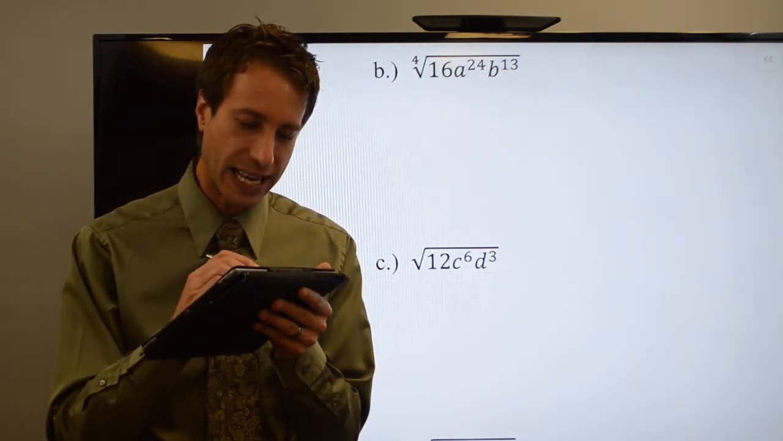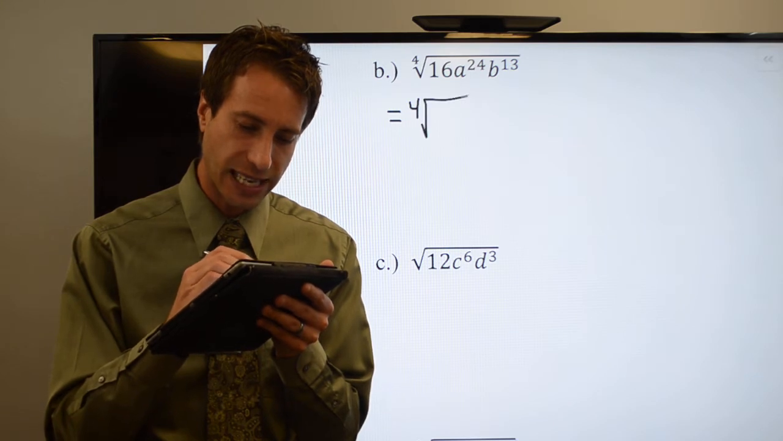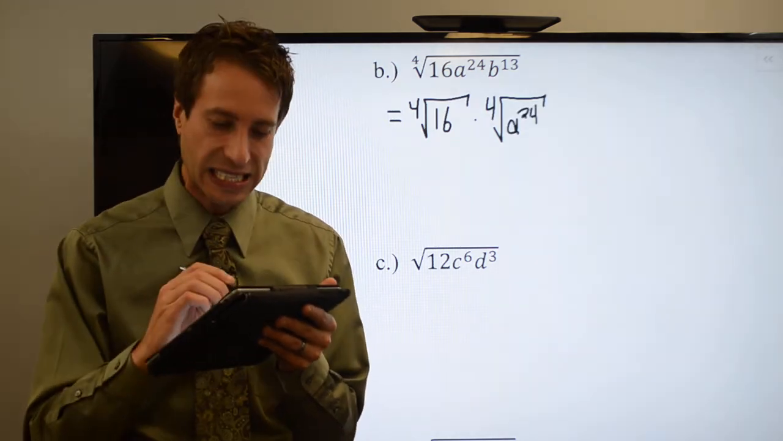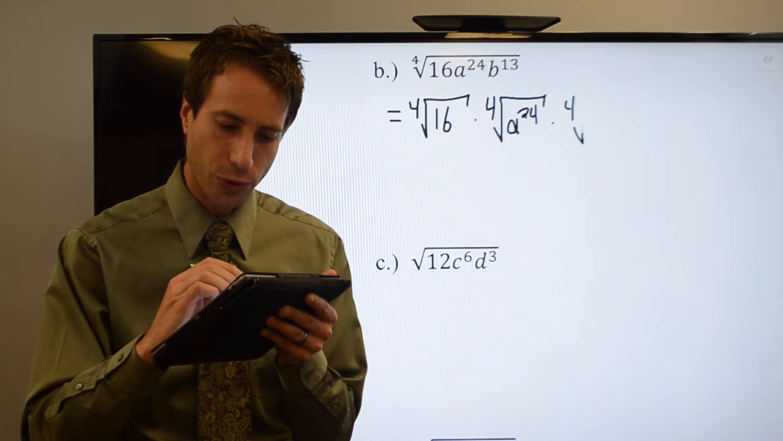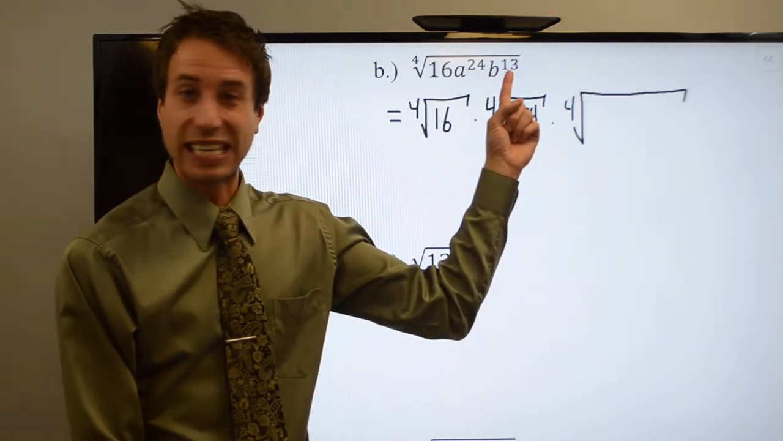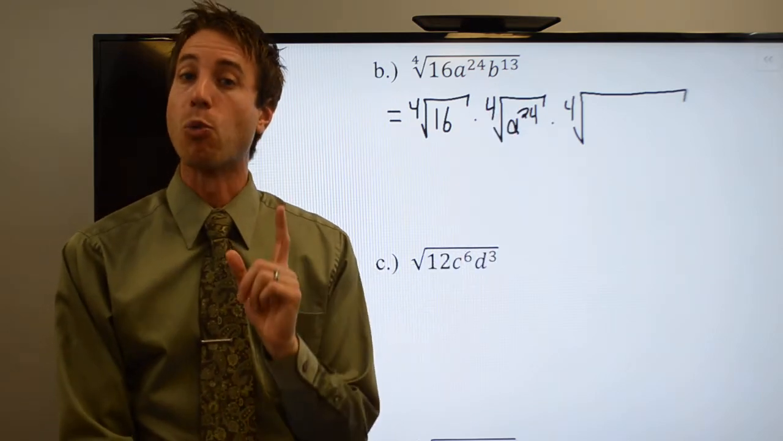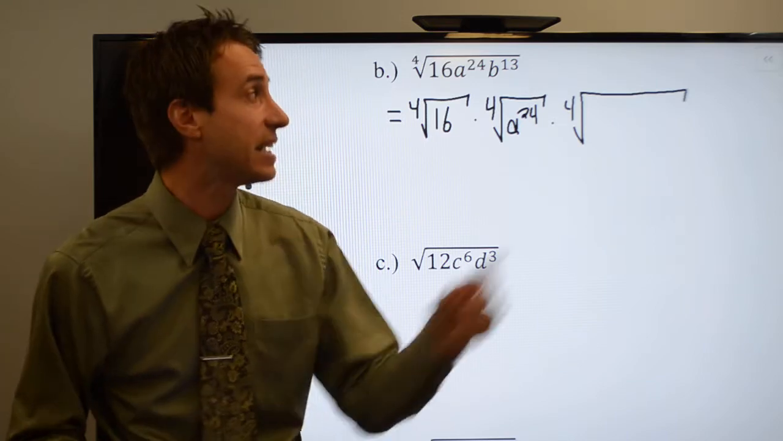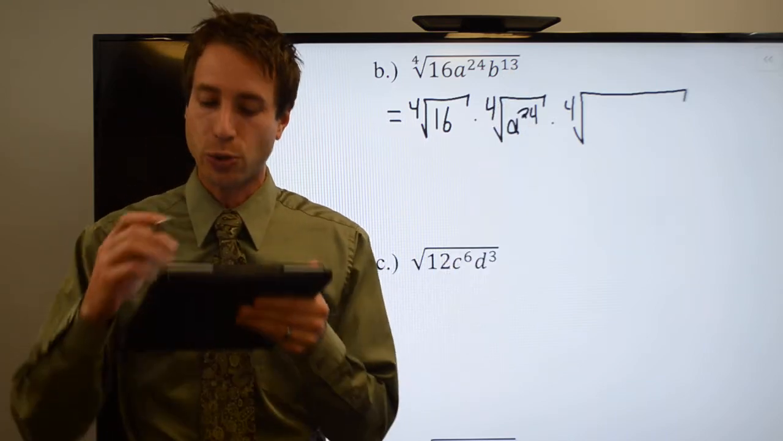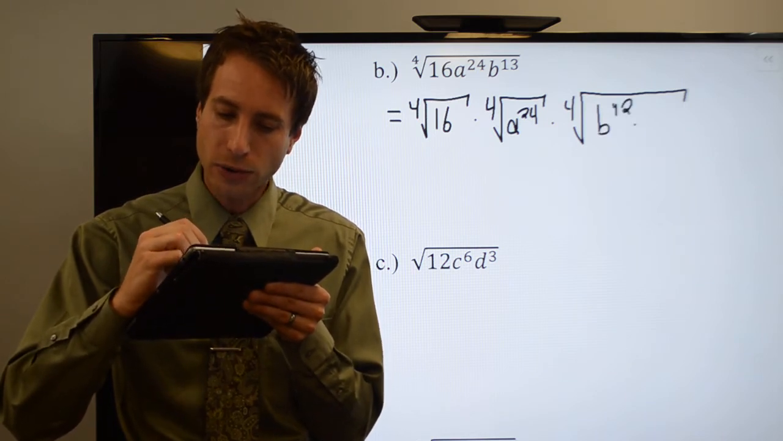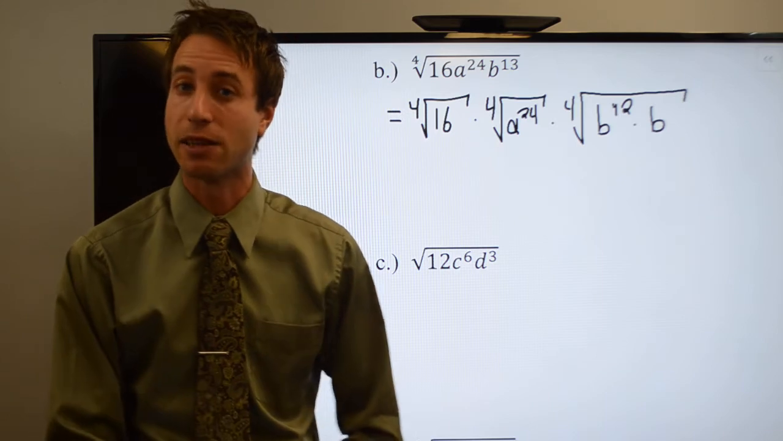We are going to be taking the 4th root of 16, easy. We're going to be taking the 4th root of a to the 24th, easy. And then we're going to be taking the 4th root, and here's how this is going to work. 13 is not divisible by 4, but what I can do is I can split that b to the 13th up into a b to the 12th multiplied by a b to the 1st.